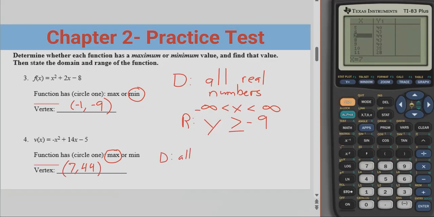Looking at domain, always all real numbers. So I'm going to go ahead and get that written down. And then looking at range, because it has a maximum, right? Everything is going to be below that point, right? As I'm scrolling along, I see numbers less than 44, and then it comes to a peak right there at that vertex. 44 is going to be my highest point. So y is everything less than or equal to the 44.